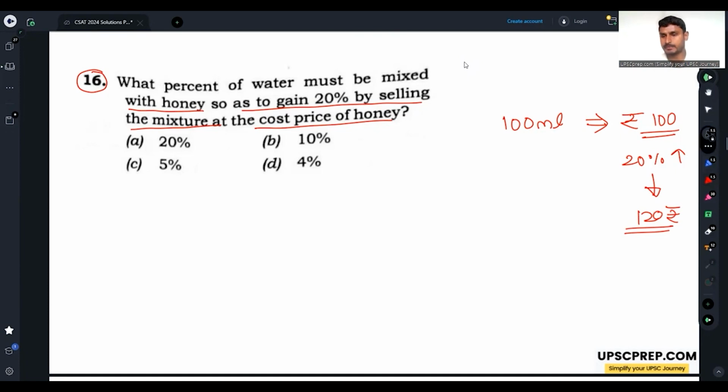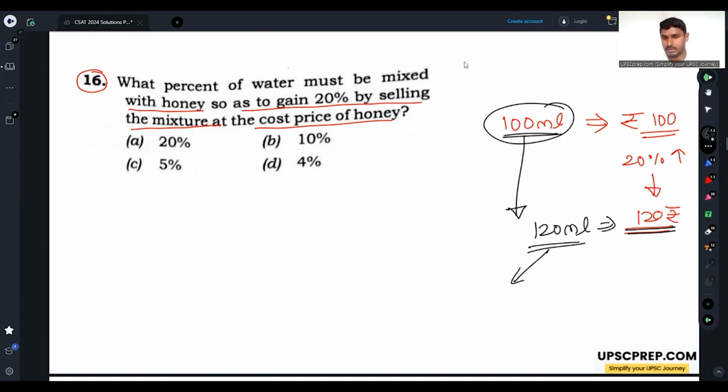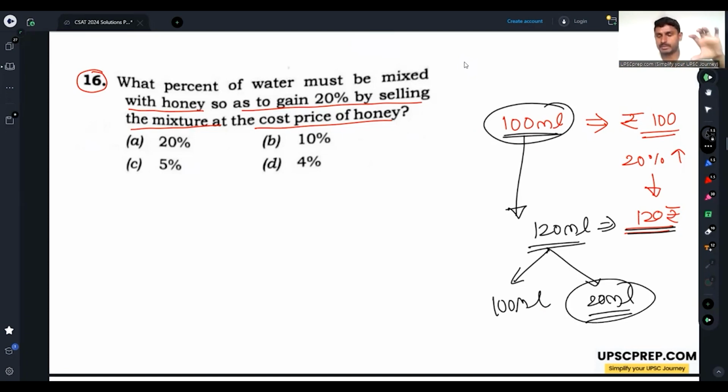So now what will I basically have to do? If I want to say I am selling it at cost price, then how much honey will I have to sell? If the cost price of honey is 1 rupee per ml, because 100 ml is in 100 rupees, then this should be 120 ml in 120 rupees, right? But in this 120 ml you have honey of 100 ml only, right? And how much water did you add in it? It is 20 ml. So 20 ml is what? 20% of the total honey, right? So 20% of water you have added, so that you are getting 20% profit. So option A will be the correct answer. Okay, easiest question I would say.